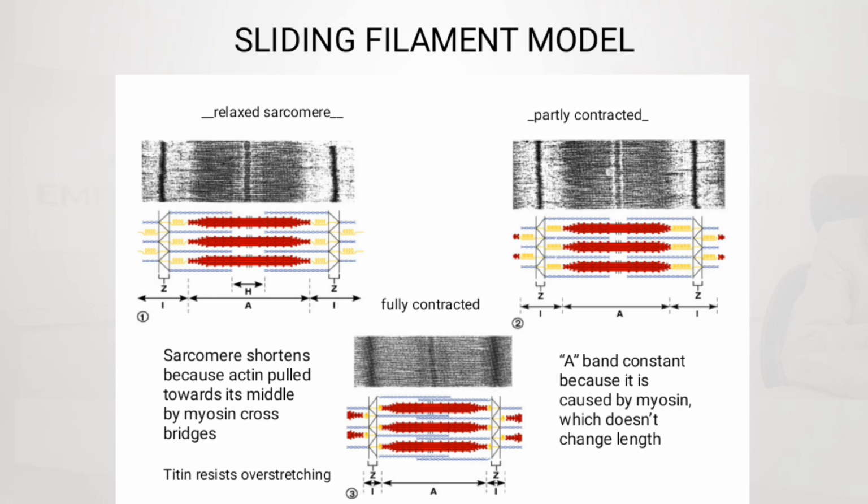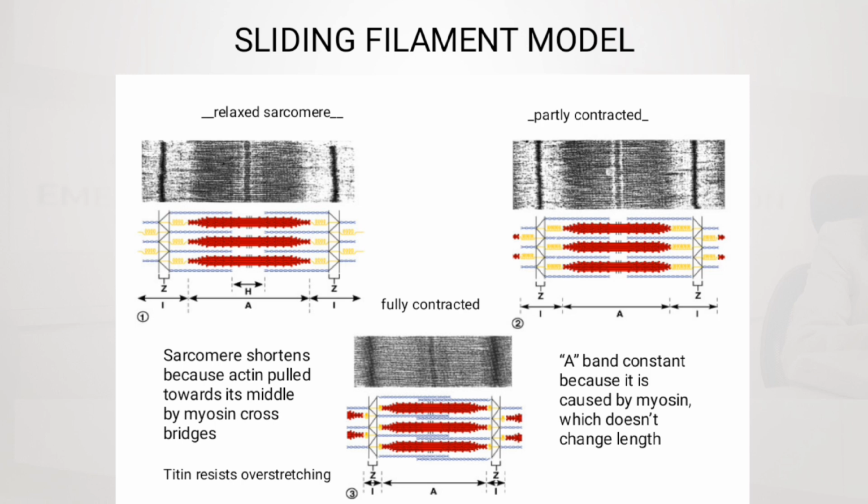Okay, so this is particularly explaining how movement is made, but specifically we need to talk about the sliding filament model, which has partly been covered. So number 1, under the sliding filament, you have to know that the sarcomere shortens because actin is pulled towards its middle by the myosin cross bridges.